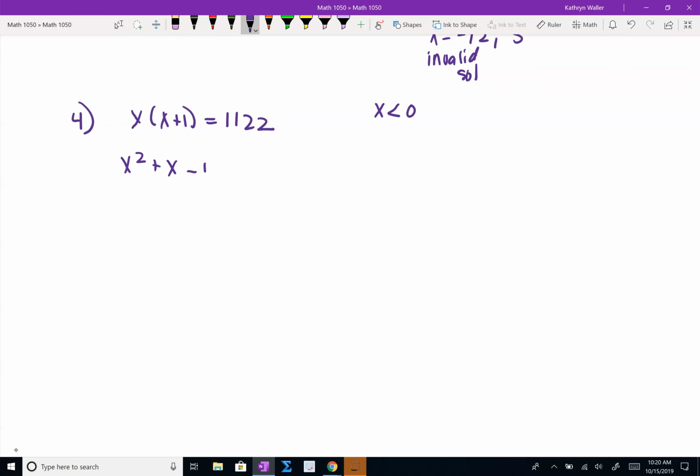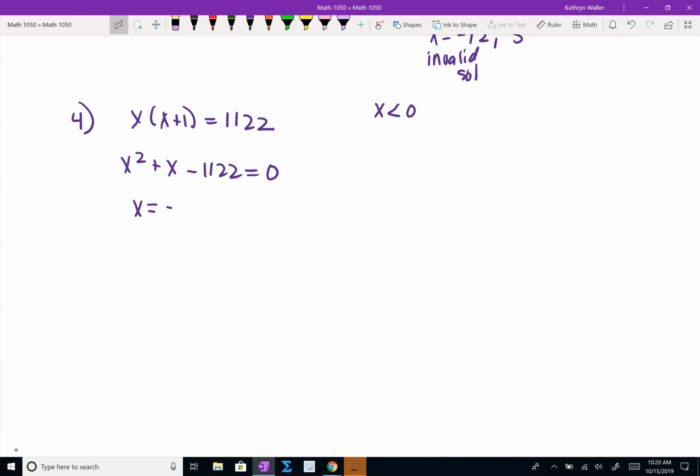Move the 1,122 over to the left. Now I could sit and try to factor this thing. It's going to take me forever. So I'm just going to go to quadratic. You know, if you guys can figure out what it is and it's quick, that's great. Quadratic is going to give you the same thing.